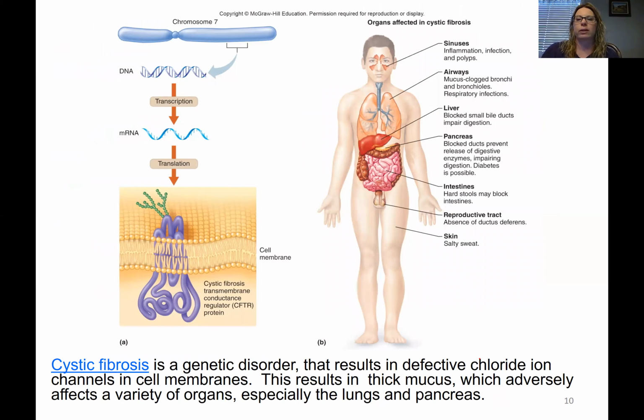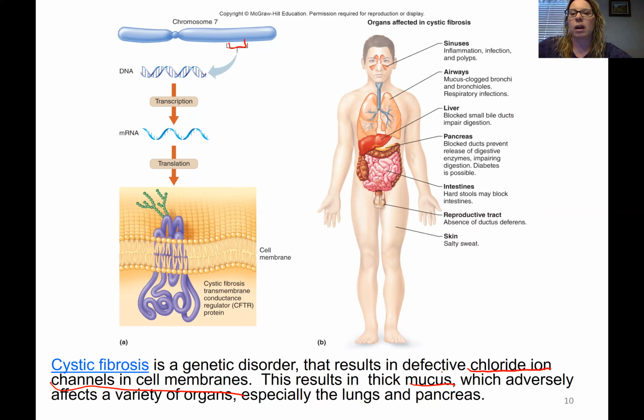Okay, and just really quickly about cystic fibrosis, the allele for this disorder is found on chromosome number 7. And what cystic fibrosis is, like it's defined down here, it's a genetic disorder where there's a chloride ion channel in the cell membrane. The channel protein that makes up that channel is defective. And so chloride ions are not transported across the cell correctly.